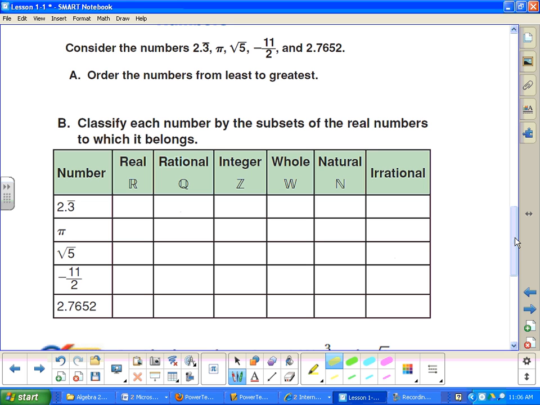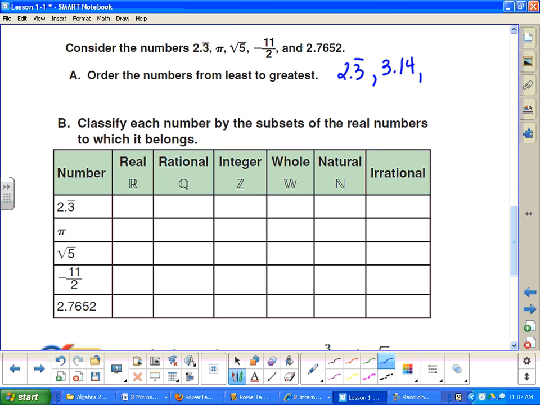So one of the easiest ways to put your numbers from least to greatest would be to write them as decimals first, if you can, so that you can see them that way for ordering them from least to greatest. So let's change these so that they are all decimals. So we have 2.3 with a bar over it. Pi is what? 3.14. Okay. Square root of 5, what's that as a decimal?